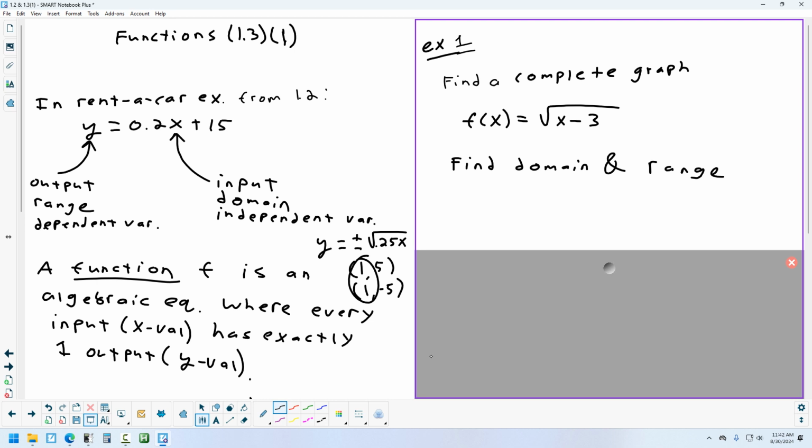So we're going to graph, we already did a square root. We're going to do another one, but I want to focus on the domain and the range.